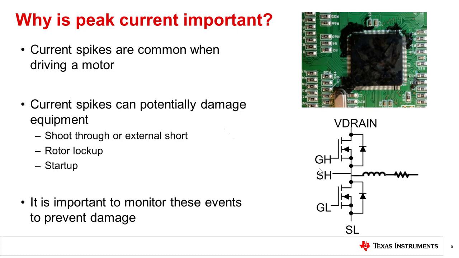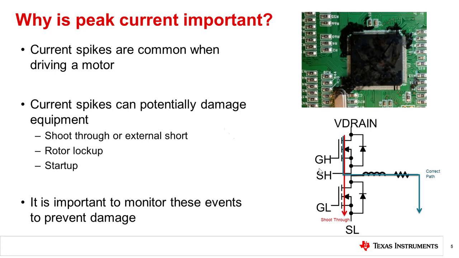Shoot-through occurs when both the high side and low side of a half bridge are on at the same time, as shown in the animation on the bottom right. This creates an extremely low resistance path to ground through the MOSFETs, causing dangerously high current flow in the system, which can cause damage to the components. This type of current spike can also occur if there is an external short on one of the components.